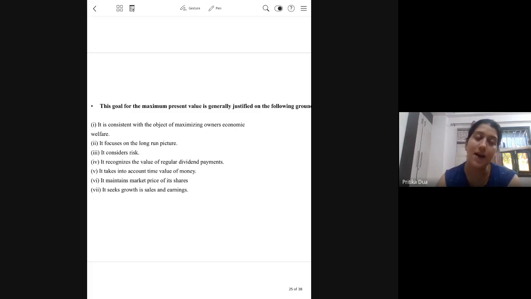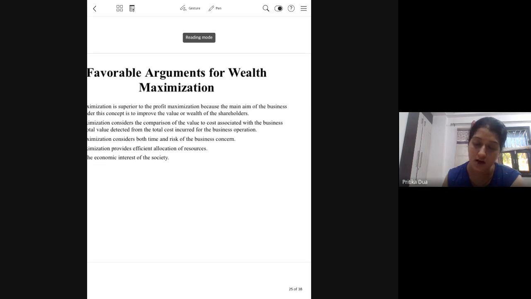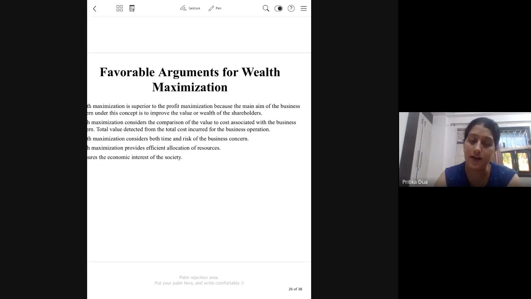Then it recognizes the value of regular dividend payment. Regular dividend payments basically mean that a firm has a stable dividend policy. That gives a kind of financial security to the investors, and that is very well recognized under this objective. So not only are you looking at an increase in sales and earnings of the firm, but at the same time you target shareholder wealth maximization and you also give due importance to the dividend payments by the firm. All these points make wealth maximization a very good, favorable objective for the firm.